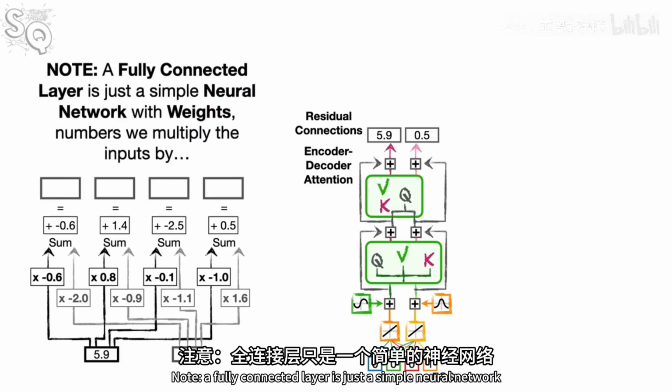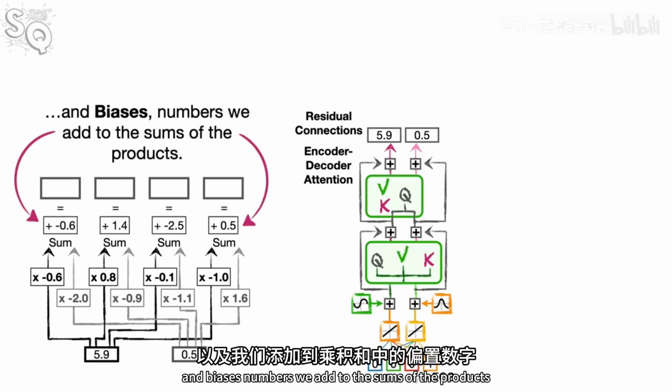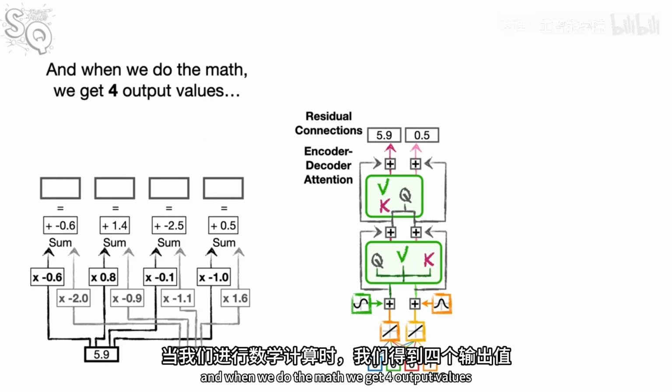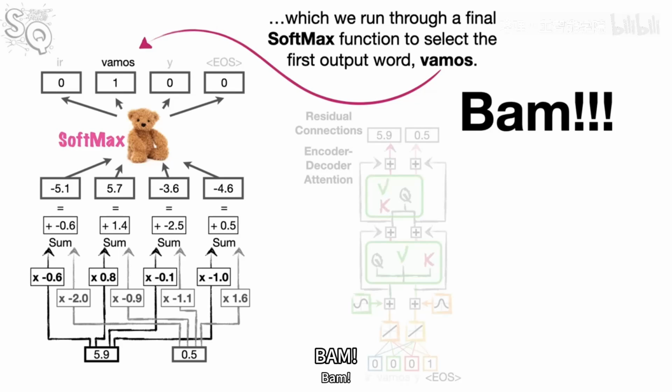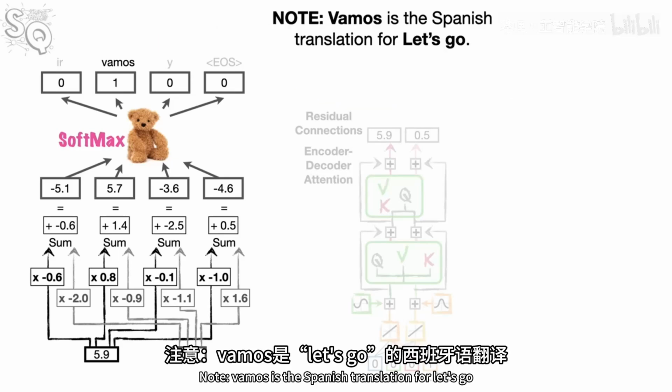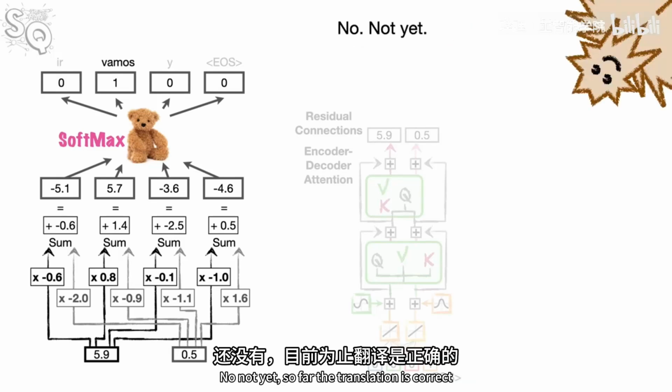Note, a fully connected layer is just a simple neural network with weights, numbers we multiply the inputs by, and biases, numbers we add to the sums of the products. And when we do the math, we get 4 output values, which we run through a final softmax function to select the first output word, vamos. Bam! Note, vamos is the Spanish translation for let's go. Triple bam? No, not yet.